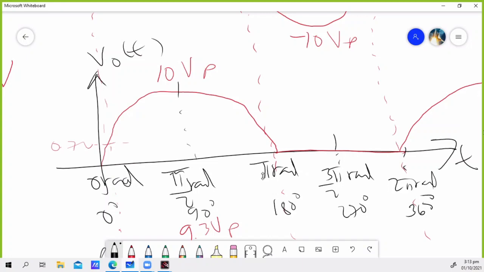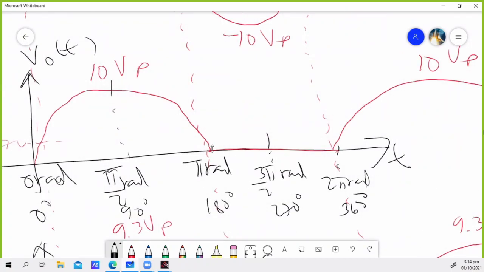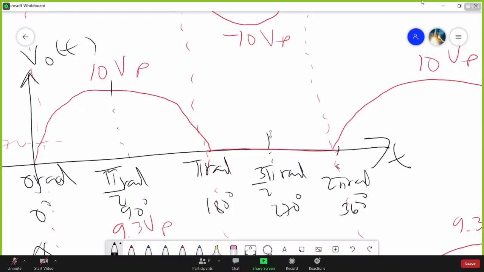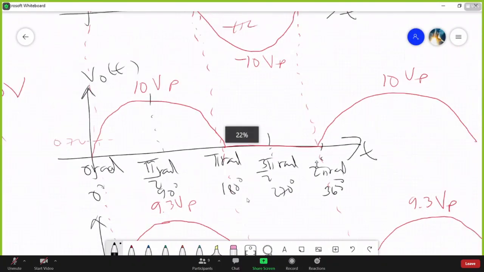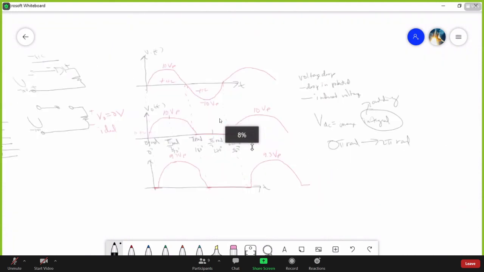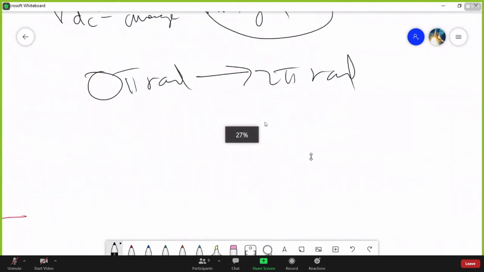Okay? How about this one? From 180 to 360, ano kayang equation nito? May nakikita ba kayong sine wave dyan? Wala. May nakikita ba kayong linya? Yes, diretsong 0. Therefore, ang equation niyan ay equal to 0. So let us write the equation between 0 to 180 degrees.